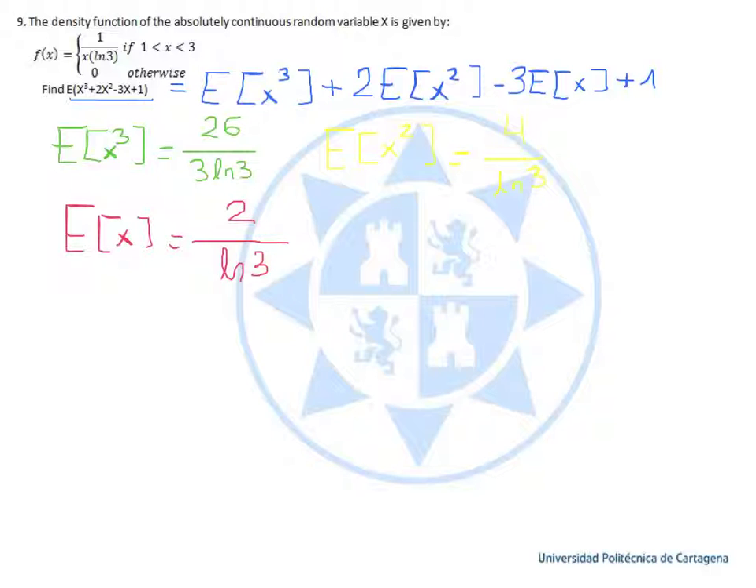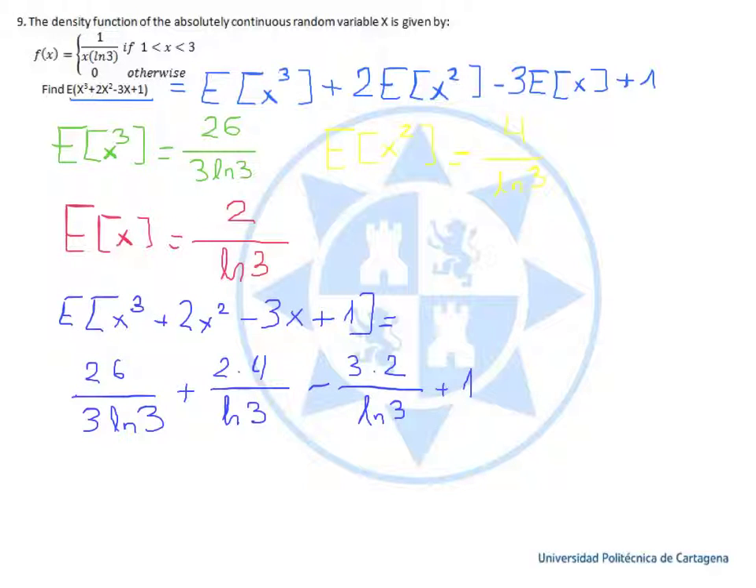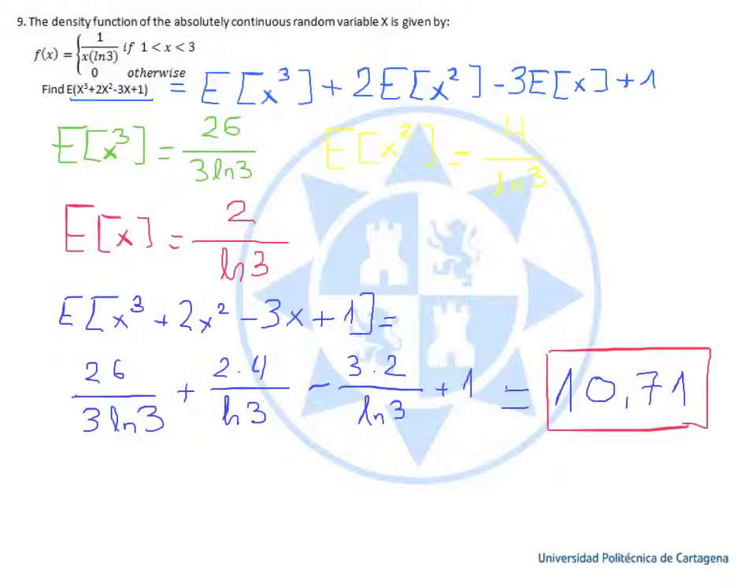Now the last step is replacing the previous values we have calculated following this expression, and we'll get the expected value we are asked. So here we have already replaced the values, and if we follow the calculus with the calculator, we get that this is equal to 10.71. So here we got our final result.